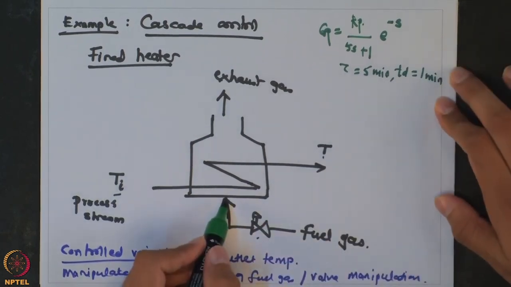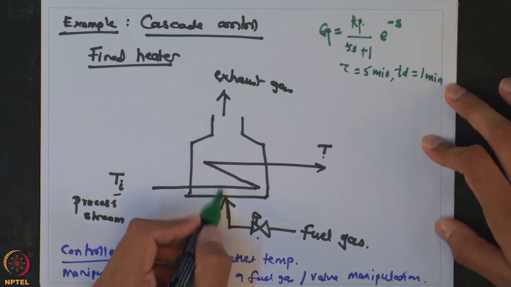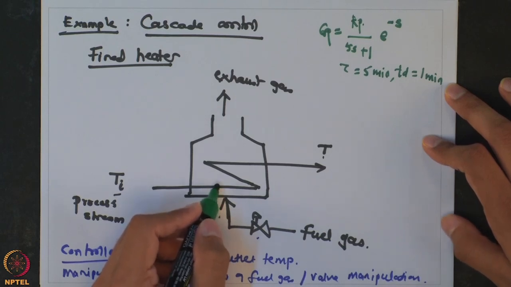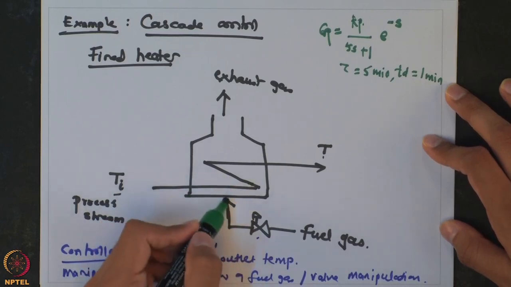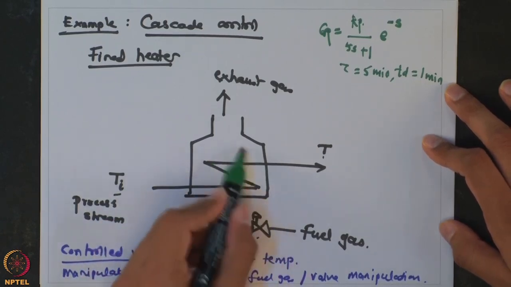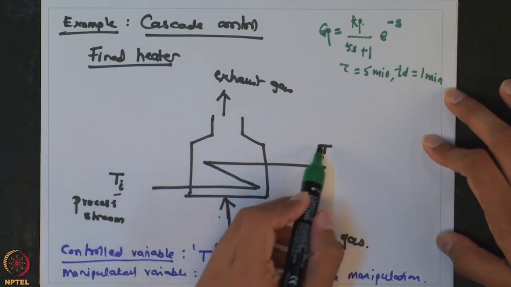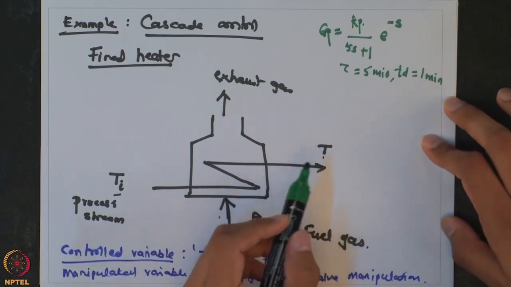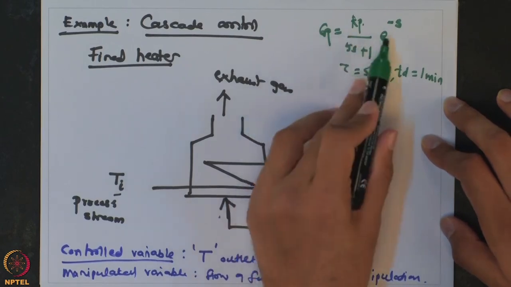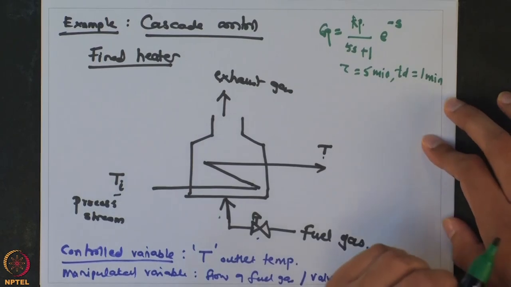After the flow changes, this is a fairly multi-capacity system where multiple phenomena are going on. When you put in the fuel gas, it will react with oxygen and get combusted because of the heat of combustion. The temperature of the gas inside this chamber will increase. Then it will transfer heat to the process stream and eventually you will see that effect on the final outlet temperature. So it's a fairly multi-capacity process which can be represented as first order plus dead time, where here the dead time is 1 minute and tau is 5 minutes.